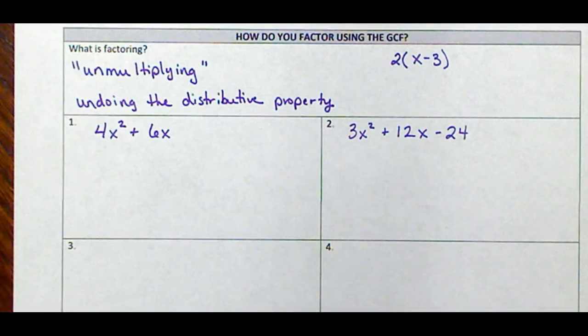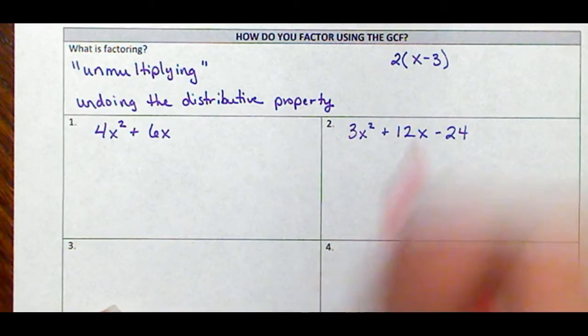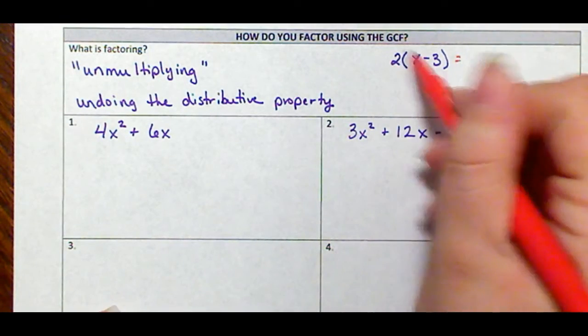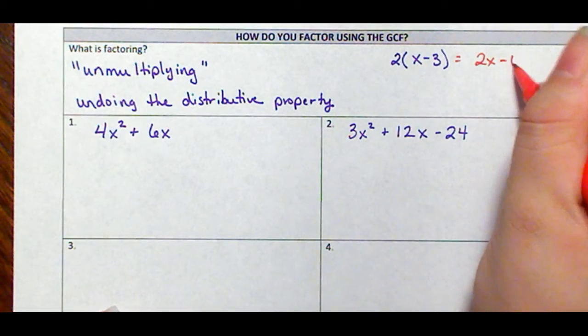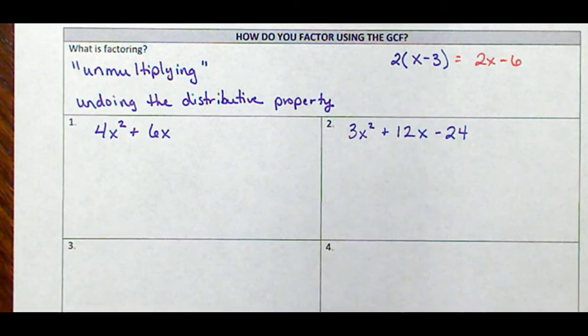So for example, looking over here, 2 times x minus 3, if I told you to simplify that, you would tell me that it's 2 times x, which is 2x, and 2 times negative 3, which is negative 6. You would distribute that out and multiply it to get a polynomial.